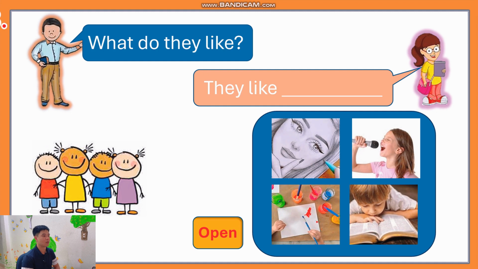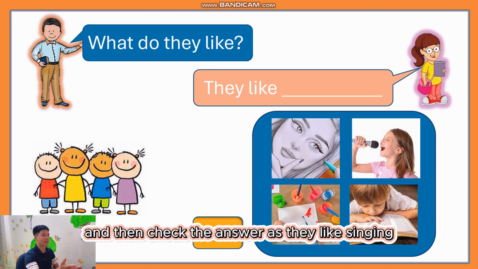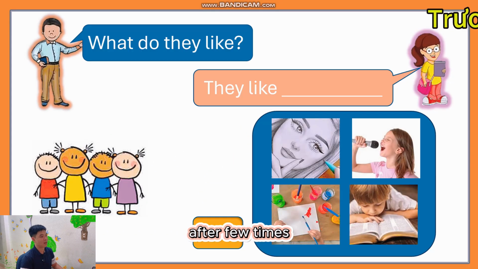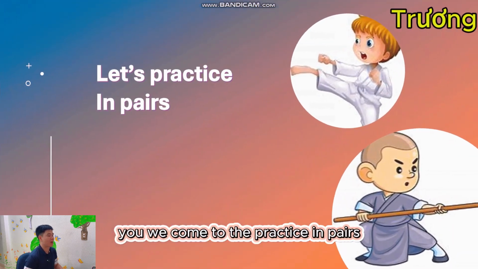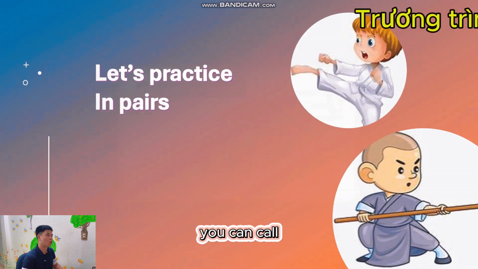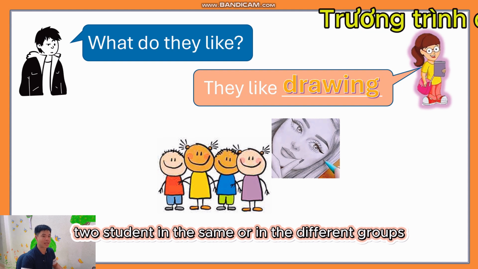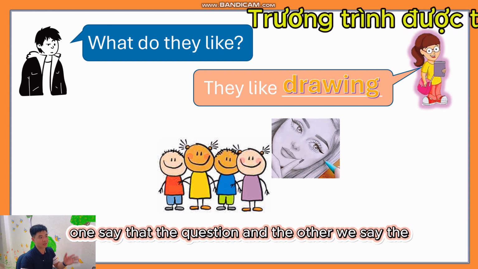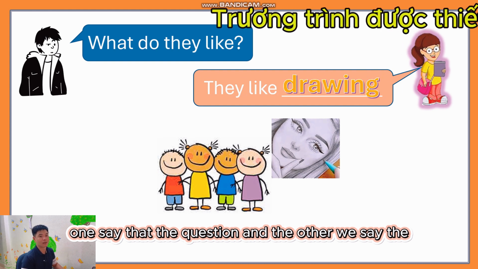And ask one student from the X group and then check the answer. Yes, they like singing. Okay, and after a few times, we come to the practice in pairs. You can call two students in the same or in different groups. That's okay. One says the question and the other will say the answer.